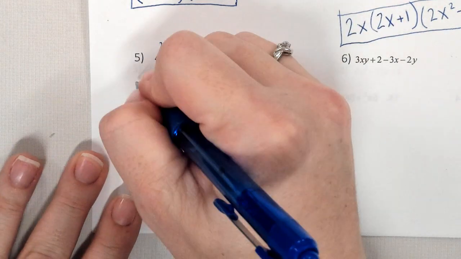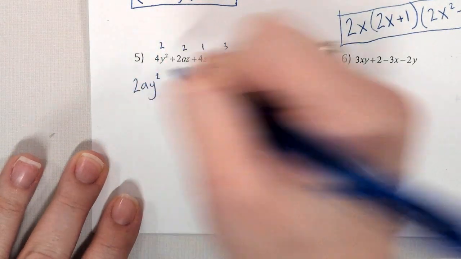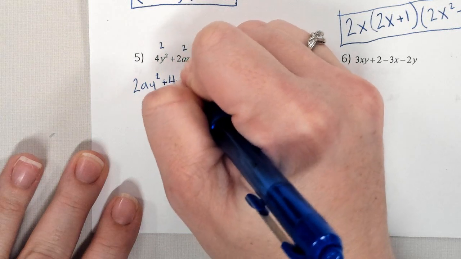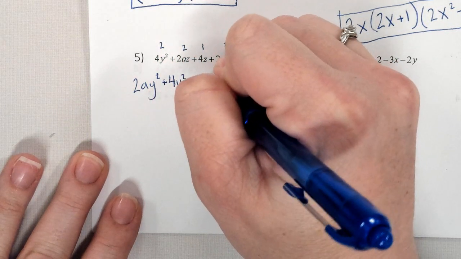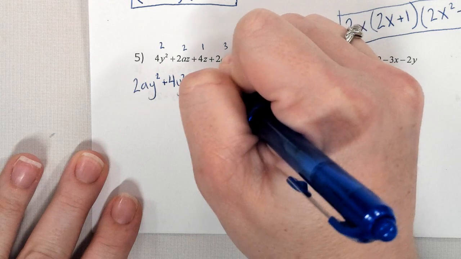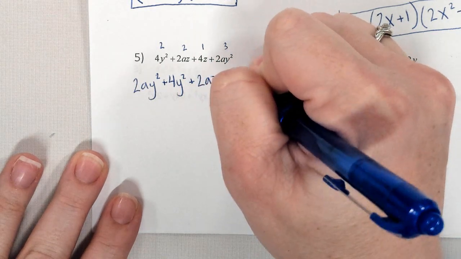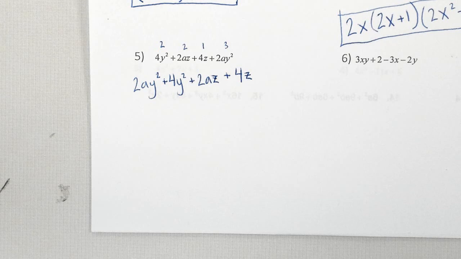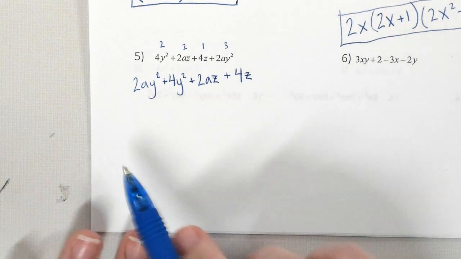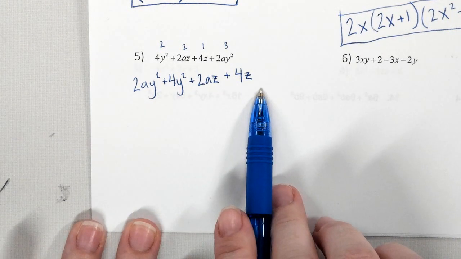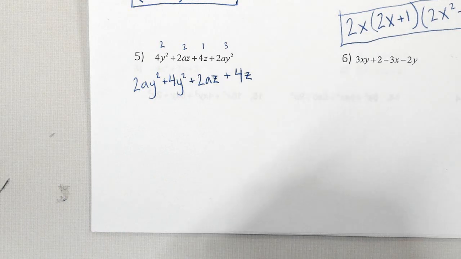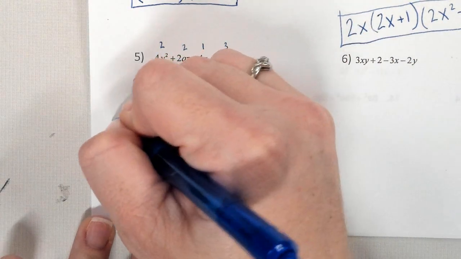So I have 2ay squared plus 4y squared plus 2az plus 4z. Okay, now it's in order. Point number 2, does it have a GCF of everything? Yeah, 2. Does it have any letters in common? No. First off, when all your numbers are even, right away you know you can at least take out a 2. Okay? So we're going to take out the 2.